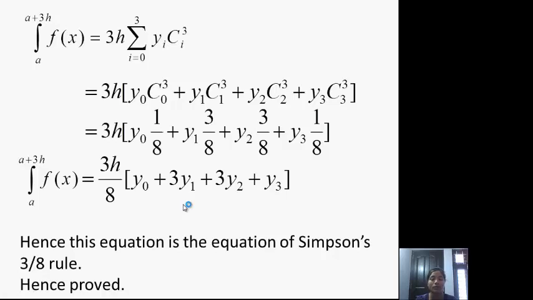So now we have found our Simpson's 1/3 rule and 3 by 8 rule by the Newton-Cotes rule.